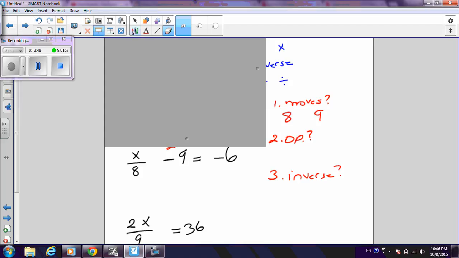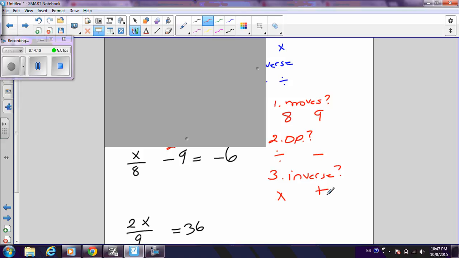Excuse me. Jumping ahead. What is the operation in this problem? Well, we have x divided by 8. So that's division. And do you see this one here? That's subtraction. So our operation for the 9 would be subtraction. Now, what is the inverse? The inverse of division is multiplication. And the inverse of subtraction is addition. Alrighty, so we begin. Remember, move the number that doesn't have a variable.